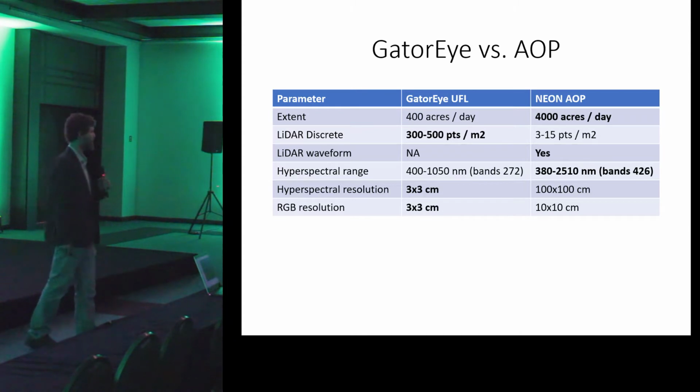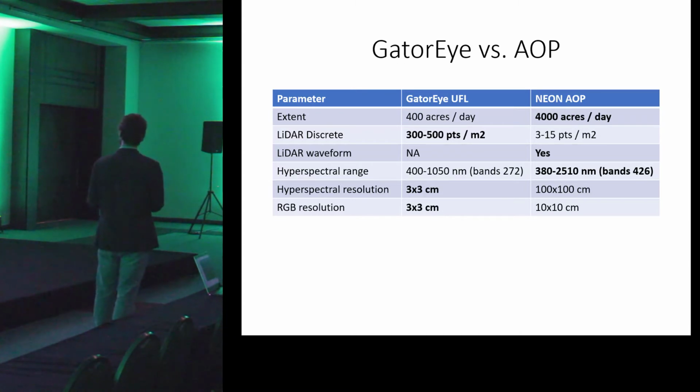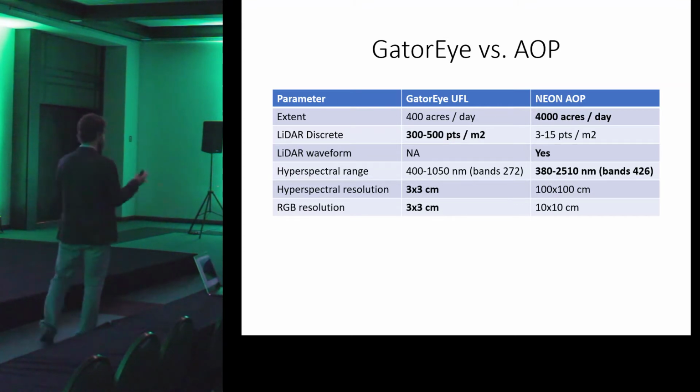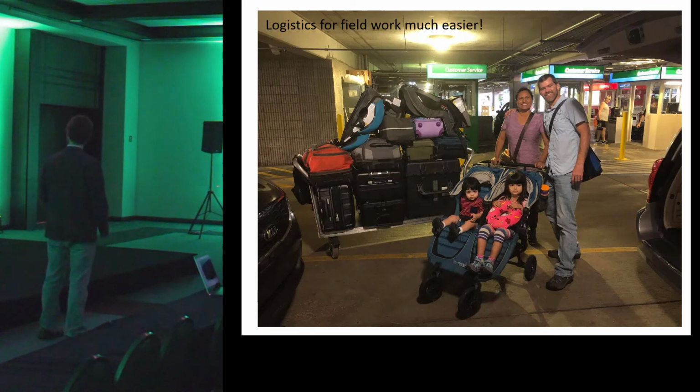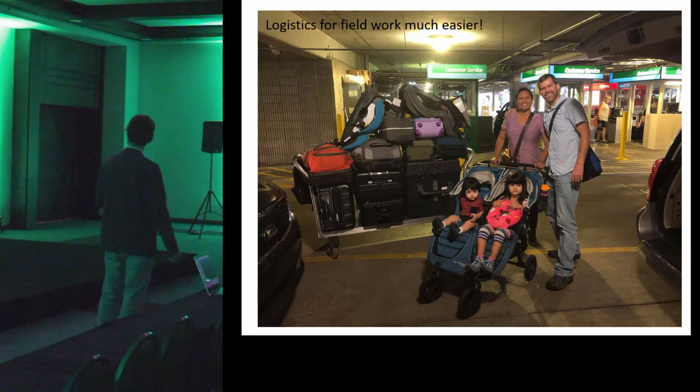With an aircraft, you can get a lot more area. You might get a lower point density, you almost certainly would. And then you're going to have maybe more spectral bands, but bigger pixels, so they all play off each other in what you can ultimately get. Our system is very field portable. Get your little ones in your stroller, remember to bring their cartoons, and you are good to go for data collection anywhere around.